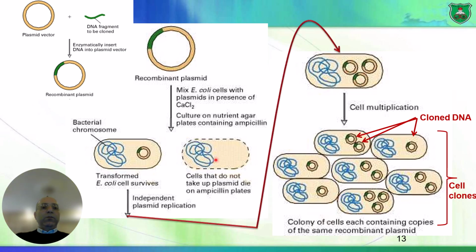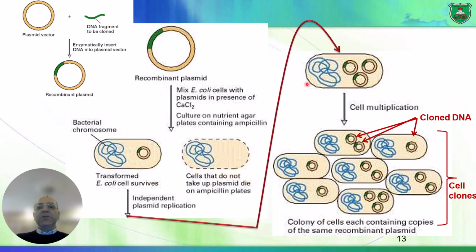Now, again, same idea. Let's say we have bacterial cells that have a plasmid, and we have bacterial cells that do not have a plasmid. Now we add ampicillin to these bacteria. This bacterial cell would die because it is not resistant to ampicillin, and this bacterial cell would survive, because it has the plasmid that contains the recombinant DNA and the ampicillin resistance gene.